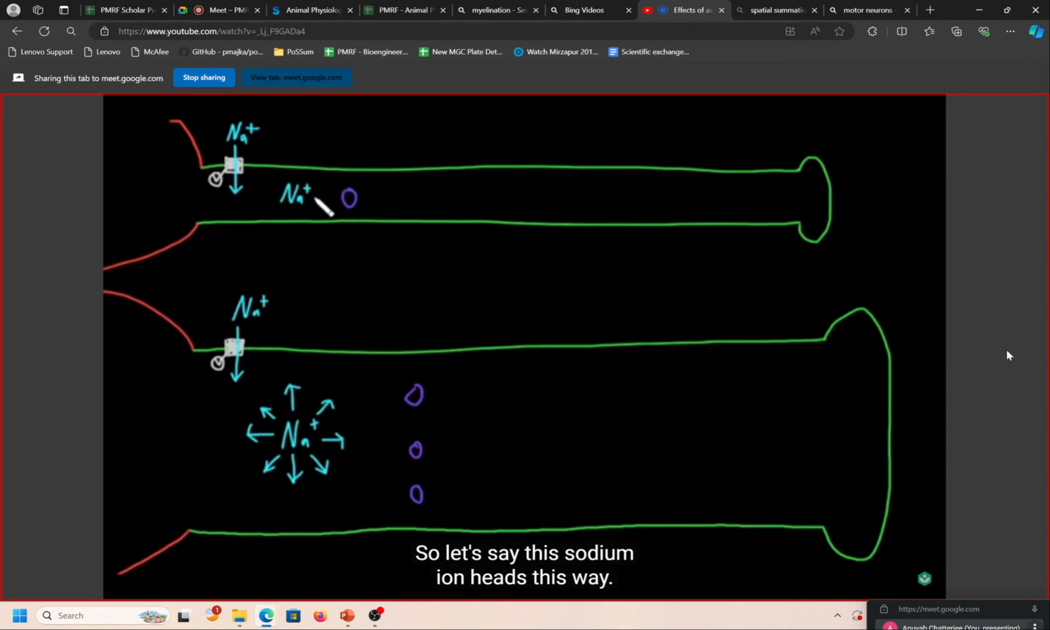So let's say this sodium ion heads this way, that gets it a pretty good ways till it collides into the axon membrane. Or if it goes this way, that also gets it a pretty good ways till it collides with the cell membrane. But if it heads this way, it collides into one of these cytoplasmic structures pretty quickly. Or if it heads in any of these directions, it runs into the axon membrane very quickly.